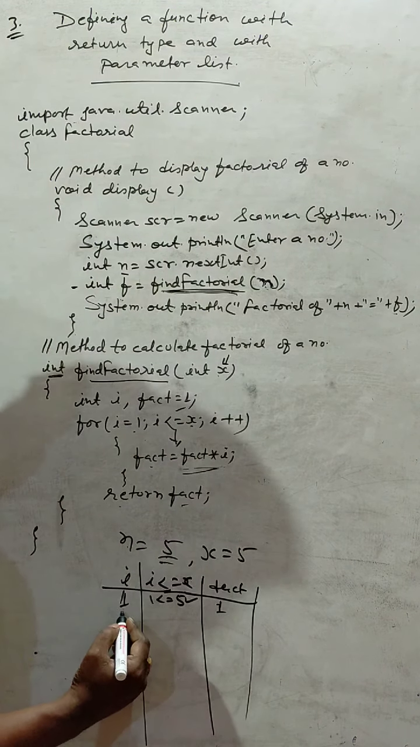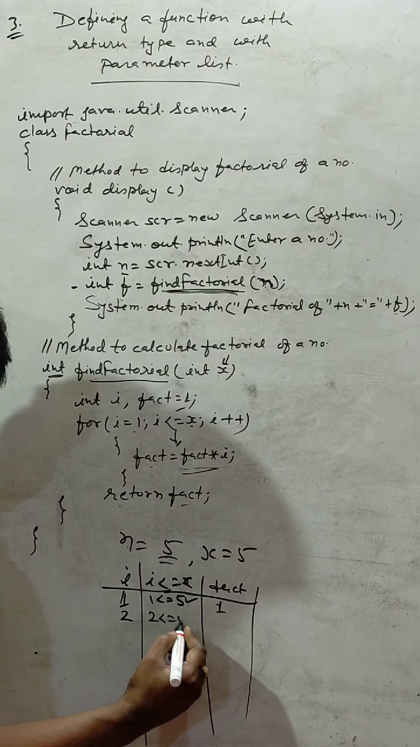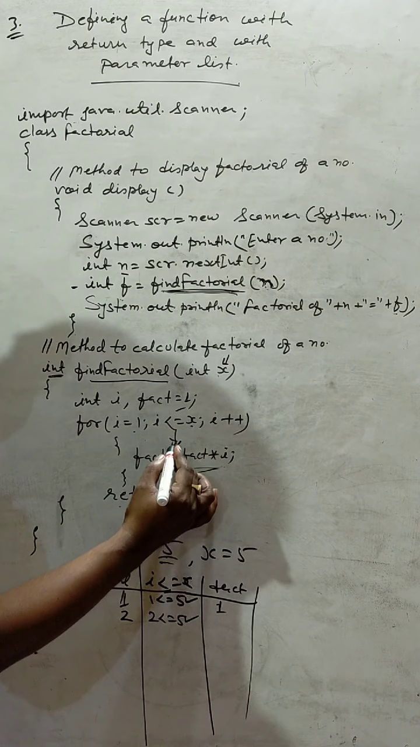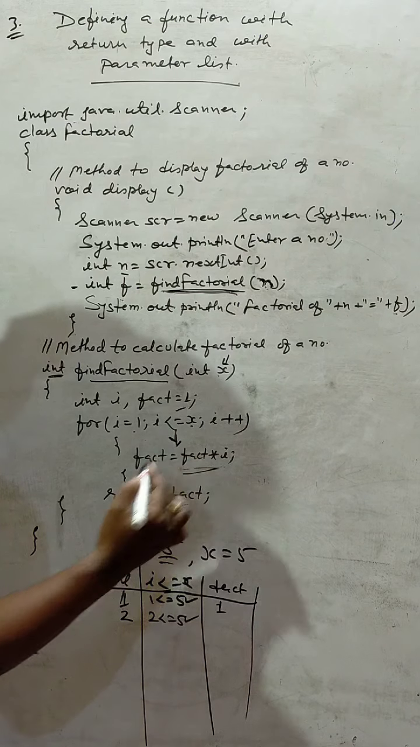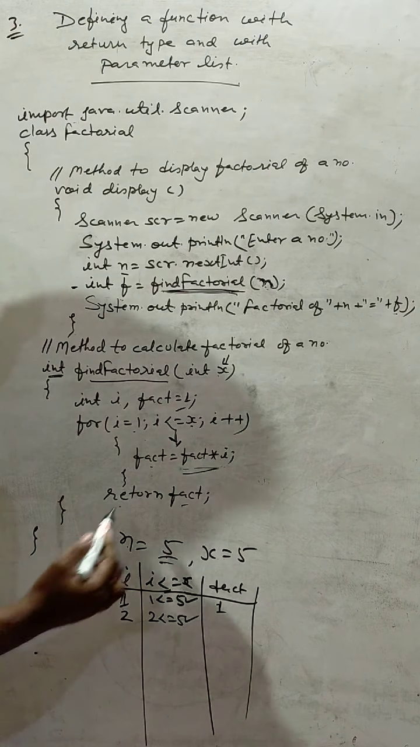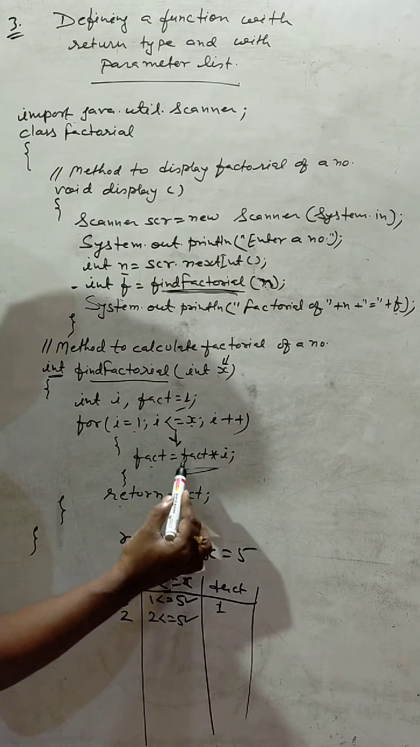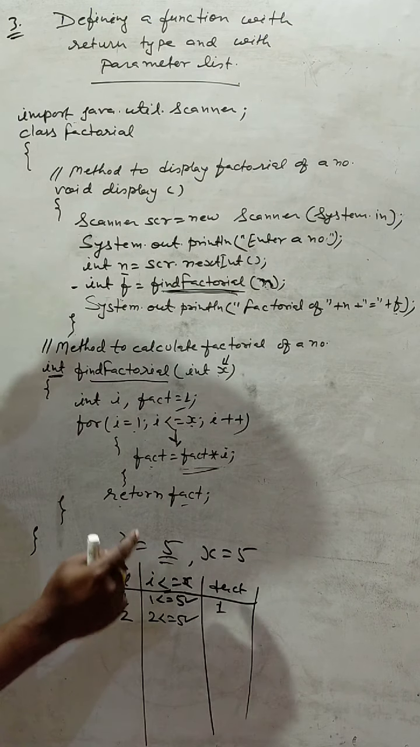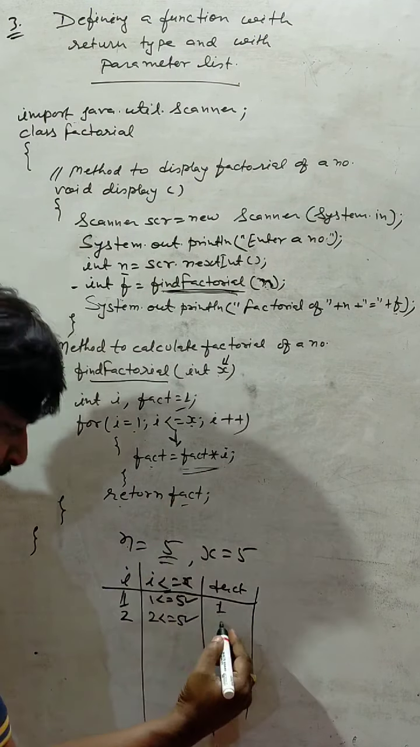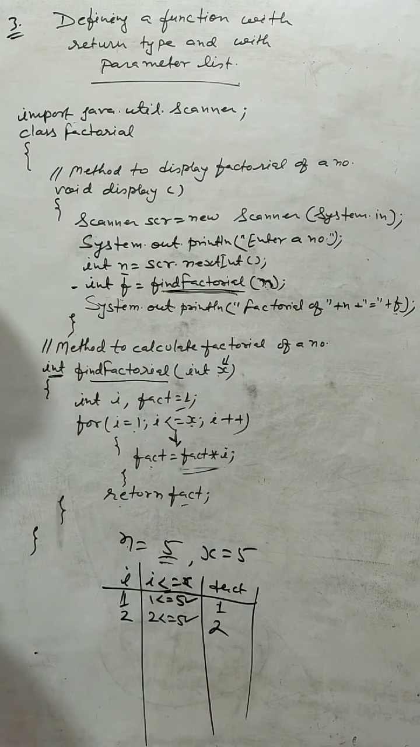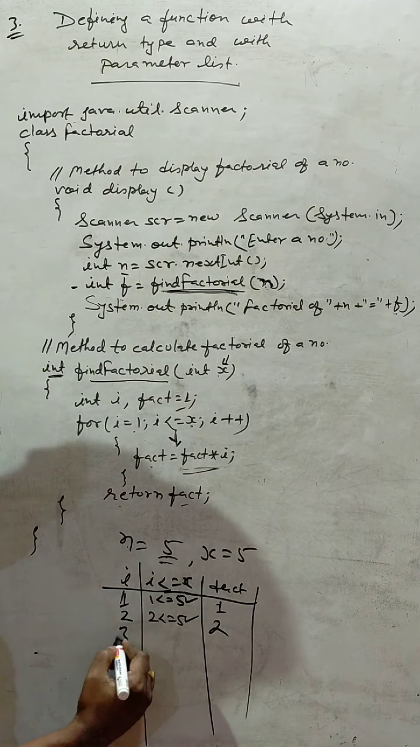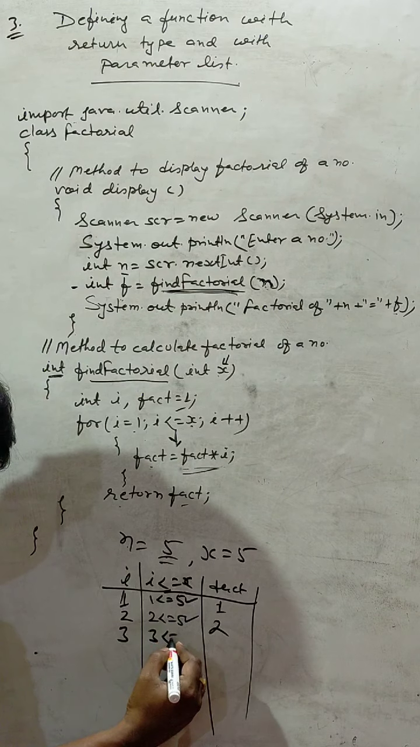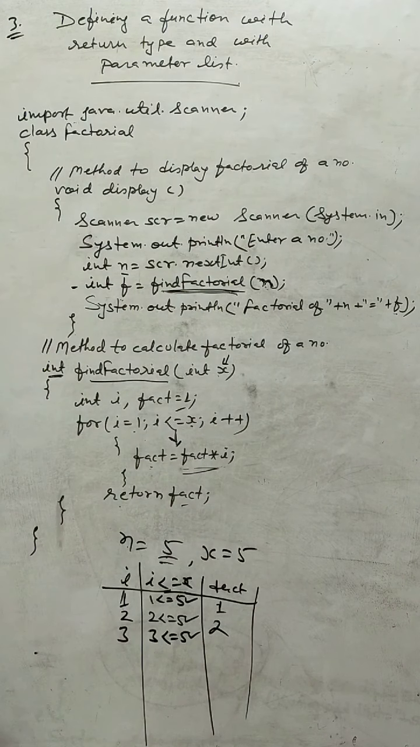Again, i plus plus, the value of i is 2. 2 less than or equal to 5, the condition is true. Again, control enters inside the loop. Inside the loop, fact equal to fact into i. Fact is storing 1 and the value of i is 2. Therefore, 1 into 2 equal to 2. The new value of fact is 2. Again, i plus plus, it is 3. Then the condition 3 less than or equal to 5 is true.